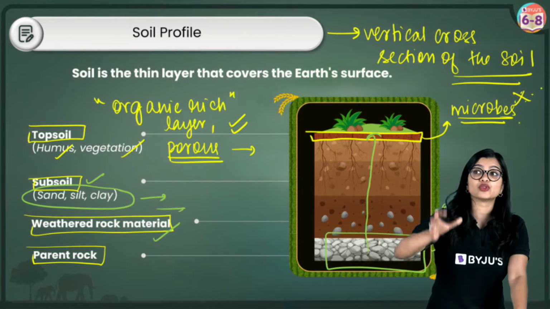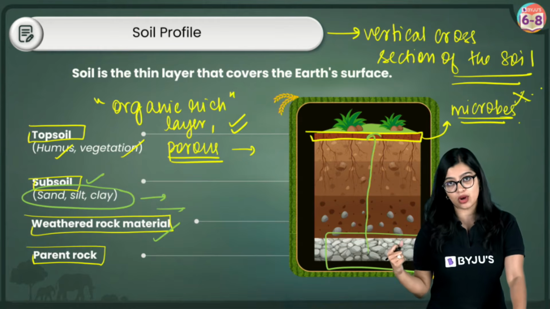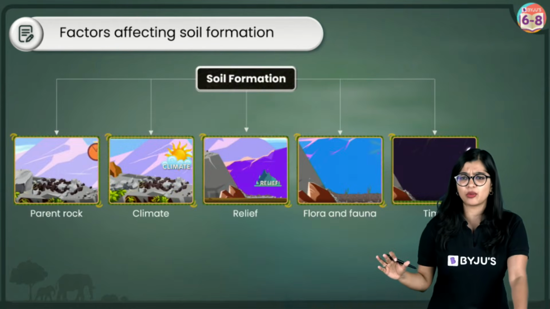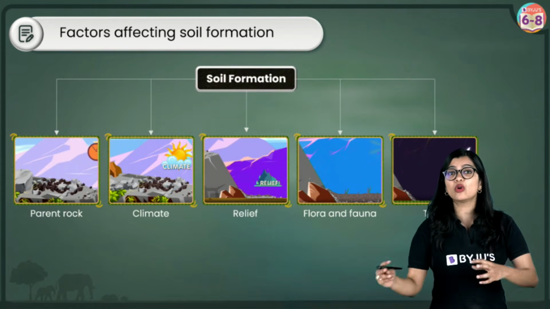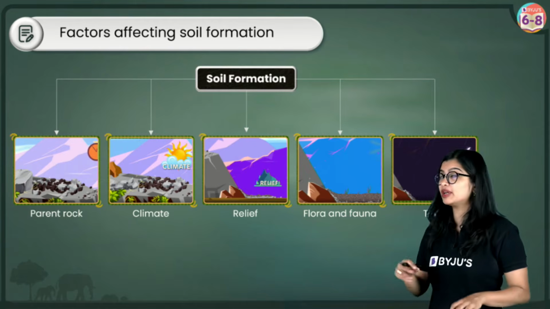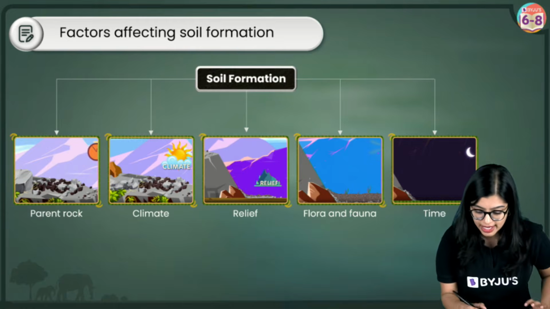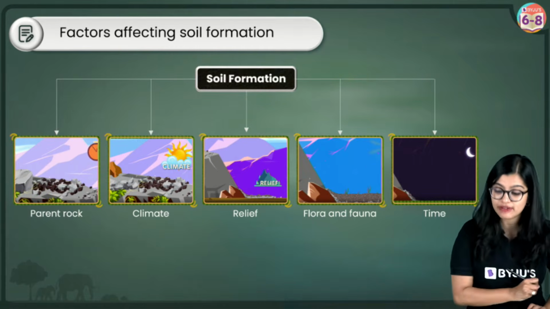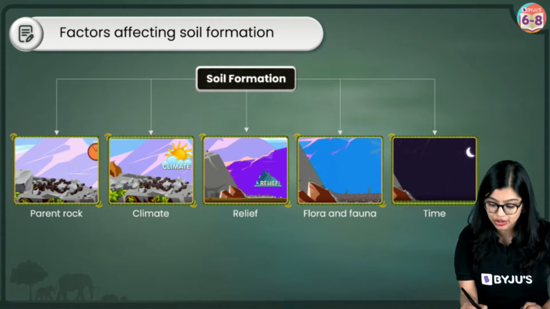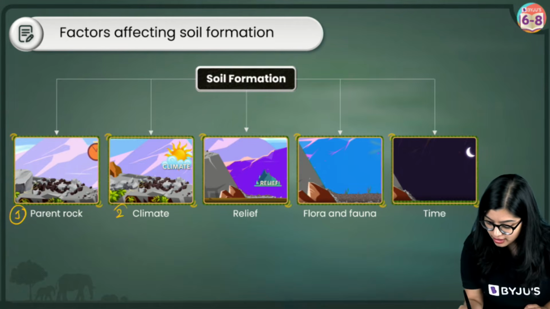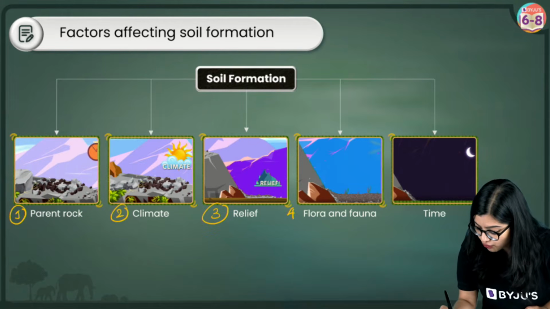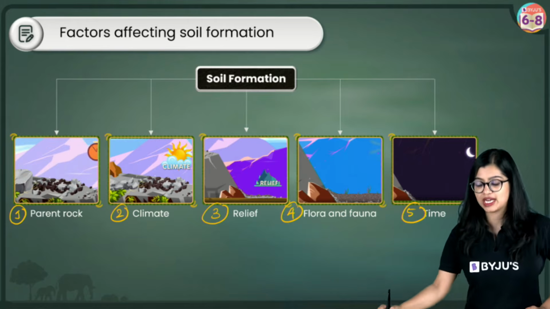Now what are the factors that result in soil formation? Very important to understand. Here you don't need to go in depth because from an examination point of view, you need to remember the terminologies, right? So when you talk about the factors that affect soil formation, you have parent rock, climate, relief, flora and fauna, and you have time, right?